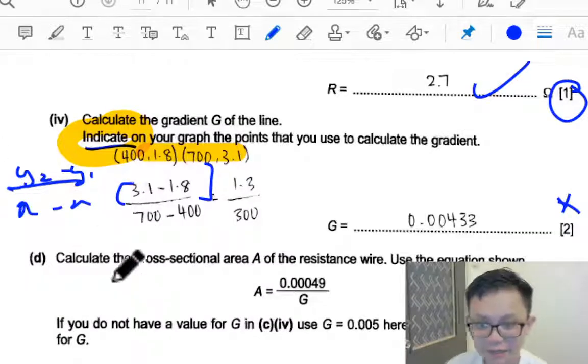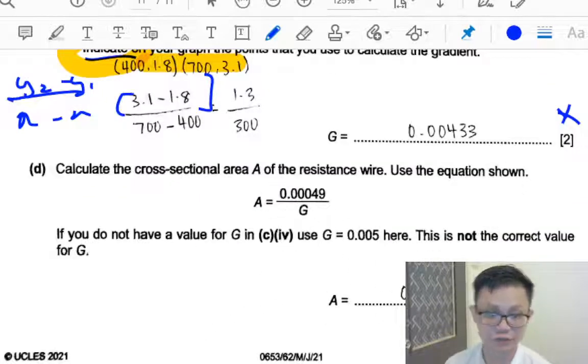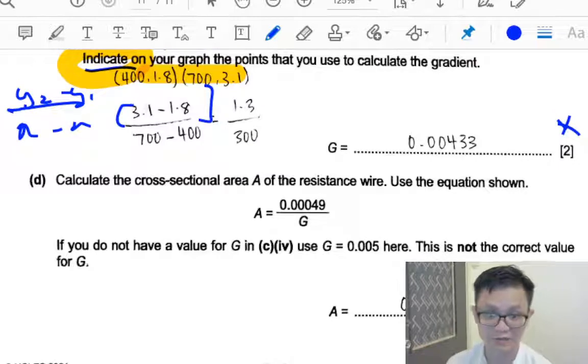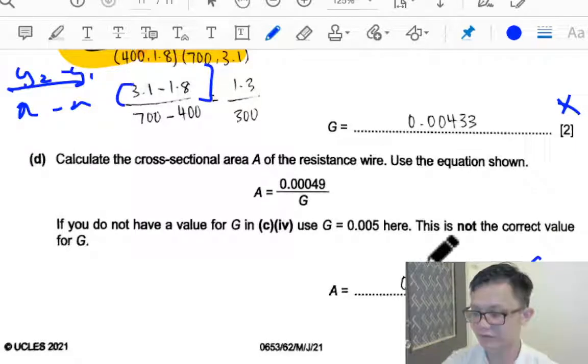Anyway, D, calculate the cross-sectional area of A, use the equation. So you do it, you get the answer. Okay, just divided by G. I still give the point, correct, because they are following the previous answer. Okay, so that's it for this paper. So thank you very much.